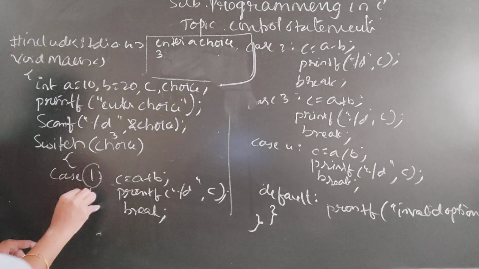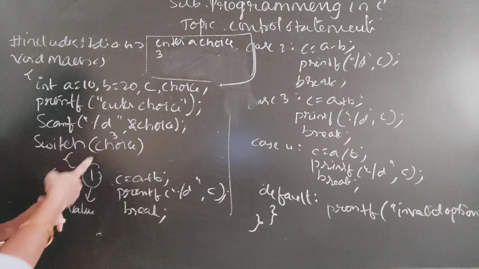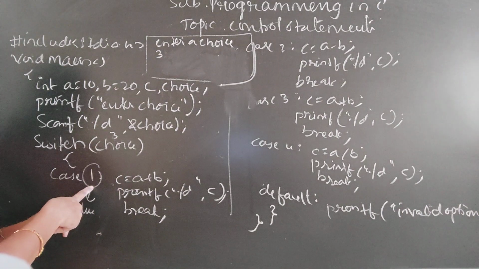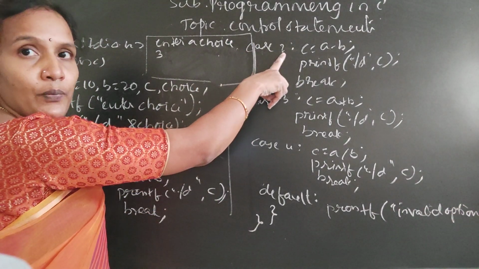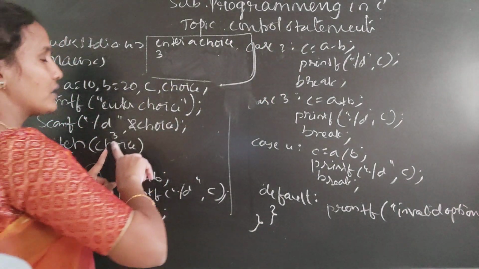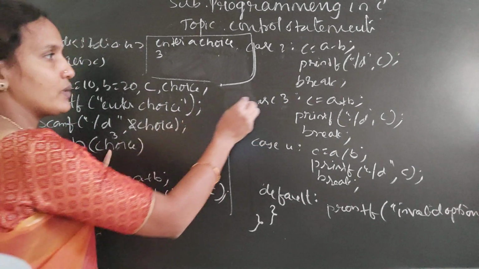This is called a case value. Every case has a value. This choice is compared with this case value. Is it matching? 3 equals 1? No. Again, we come to the second case. 3 equals 2 is not matching. Next, 3 equals 3, the third case is matching.